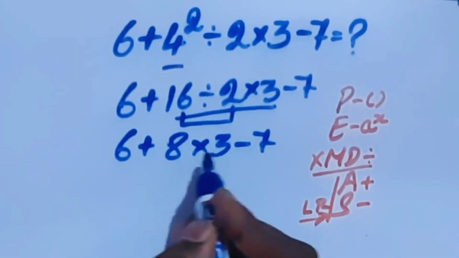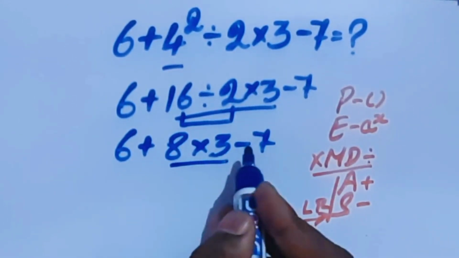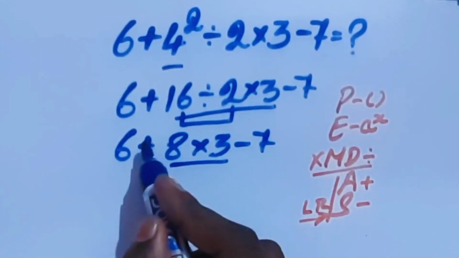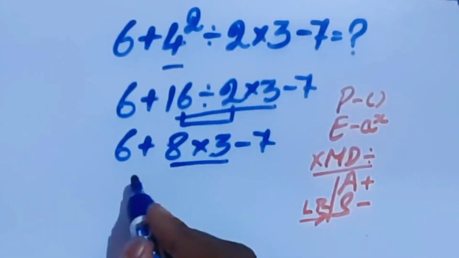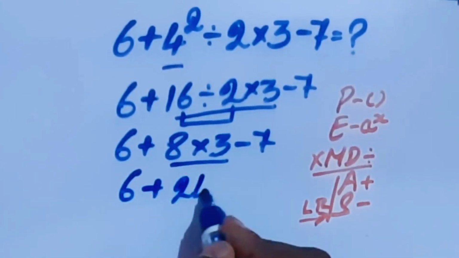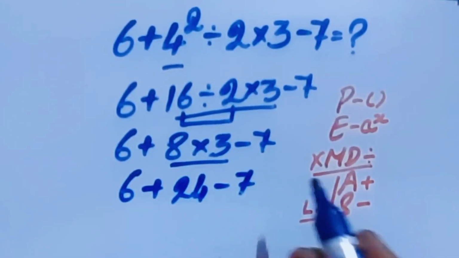Here we have addition, multiplication, subtraction. Multiplication is higher priority than this addition and subtraction. So we have to do this multiplication before this addition and subtraction. So 6 plus 8 times 3 is 24, minus 7.